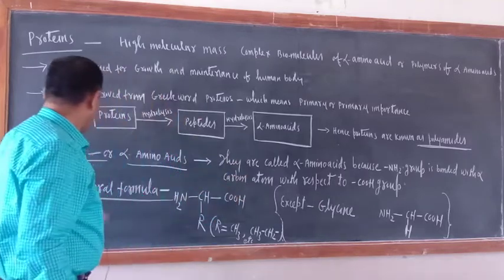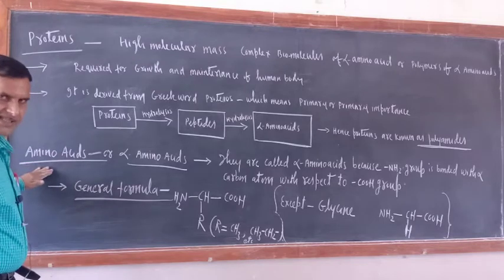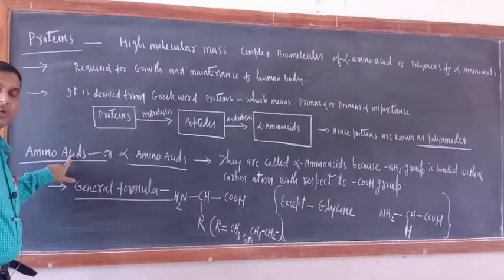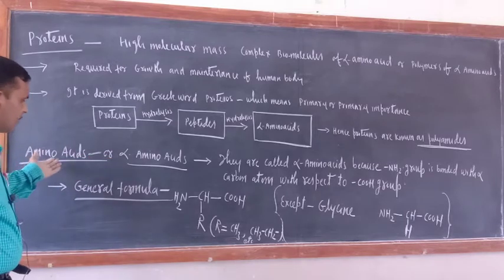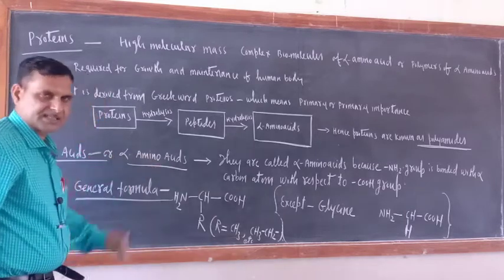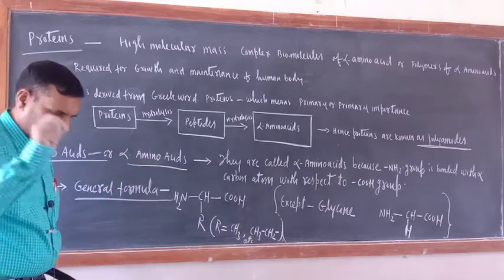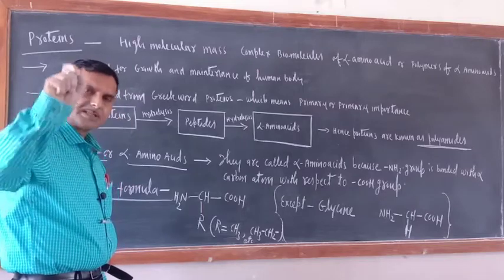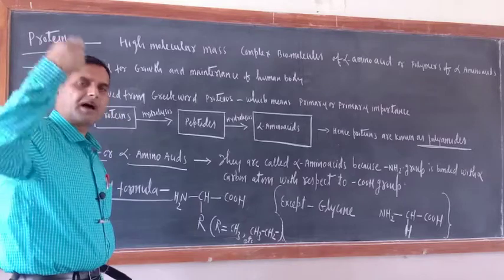Okay. Now we'll start with the amino acids. Amino acids. So just see, amino means NH2 group. Acid: in organic chemistry, only the COOH group is known as acid, carboxylic acid. And these amino acids are only alpha amino acids. So what is the meaning of alpha amino acids? Just see. With respect to the COOH group, the NH2 group is bonded with the alpha carbon atom. That is why they are known as alpha amino acids.